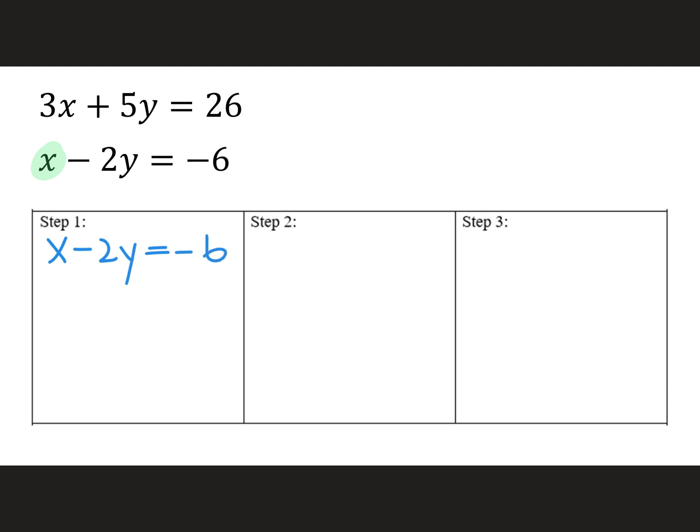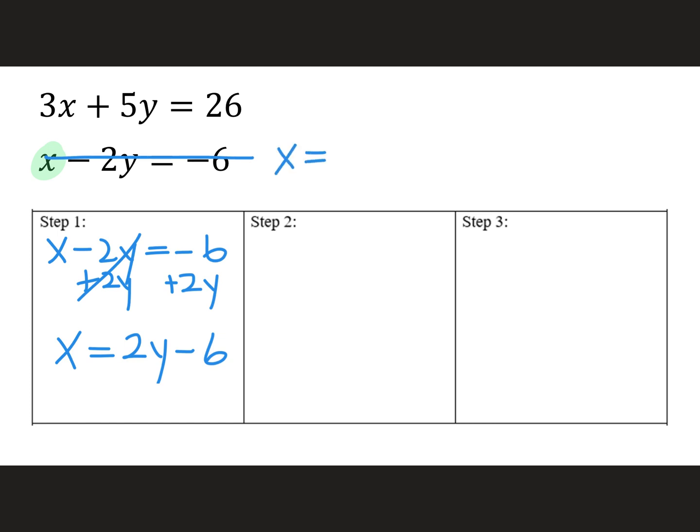I want to get the 2y away, so I'm going to add 2y to cancel it out, but I'm also adding 2y over here. And then I get x equals 2y minus 6. And so this equation has now become x equals 2y minus 6. Now I'm back to, again, what I taught you in the part 2 video.